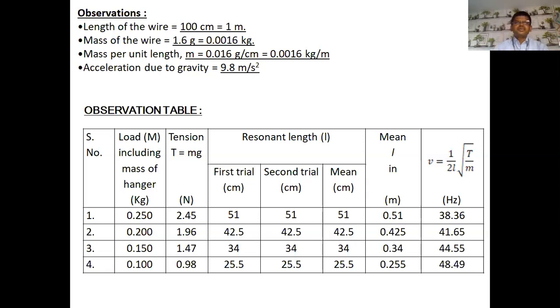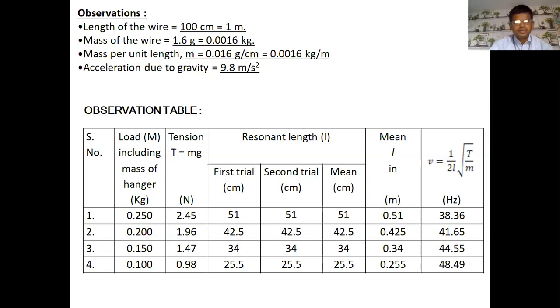How is it possible? Because it is 0.0016 divided by 1, so definitely our answer becomes 0.0016. And the value of small g is 9.8 meter per second square. Now the table. Now you are seeing one table.